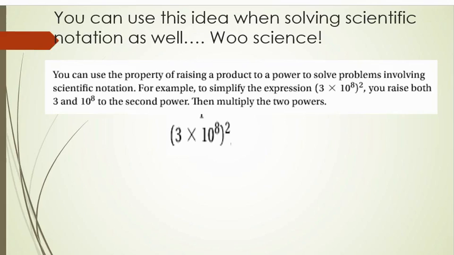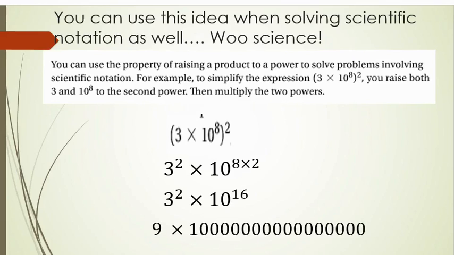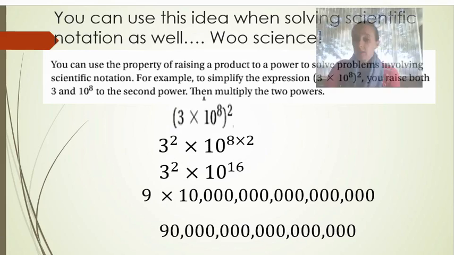So all that means is you're going to multiply both. You're going to have 3 squared times 10 to the 8 times 2. So you have 3 squared times 10 to the 16th, which is 9 times a lot of zeros, and then you just multiply it, and that is your answer.